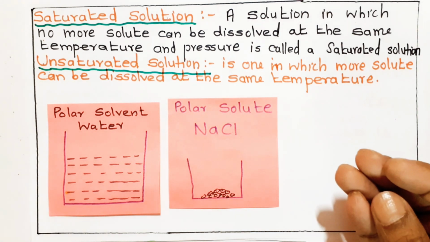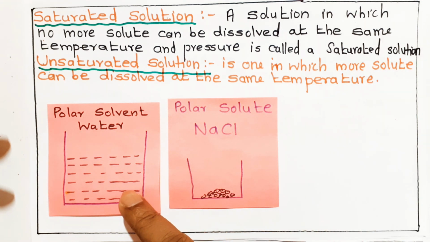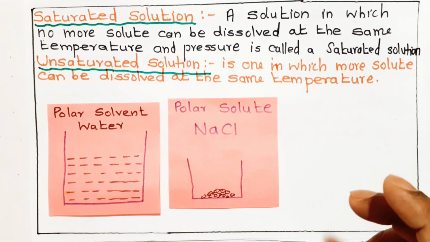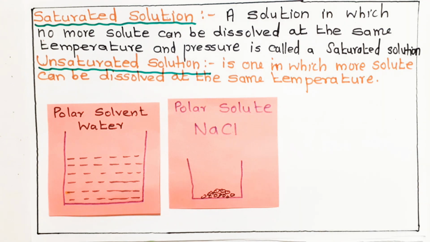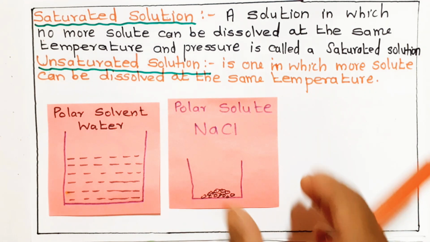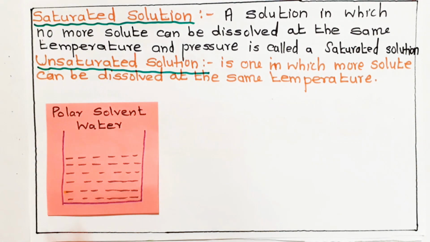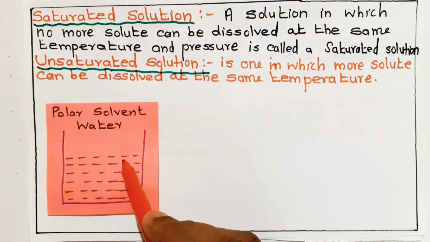If I add more sodium chloride into this, it will not get dissolved, right? So I will add this much quantity of sodium chloride into this water and stir it. This sodium chloride will get dissolved into this water, because this much water can dissolve only this much quantity of sodium chloride, right? Now you know this is a sodium chloride solution.